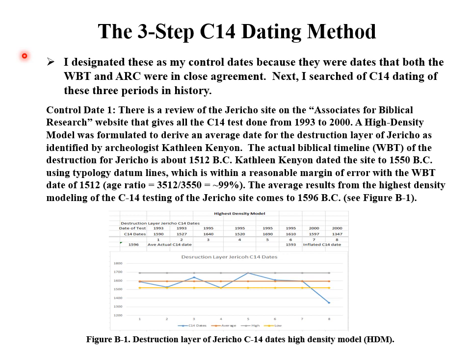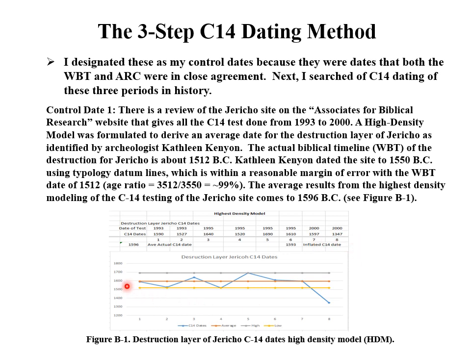The average results from the highest density modeling of the carbon-14 testing of the Jericho site comes to 1596 BC. See our figure 1. So you see here are the test dates, 1993. These are all AD dates, obviously. 1993, 1995, 1995, 1995, 1995, 2000, 2000. Here are the results, the carbon-14 dating: 1590, 1527, 1640, 1520, 1690, 1610, 1597, and 1347.